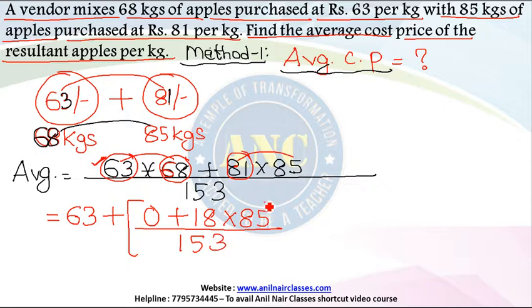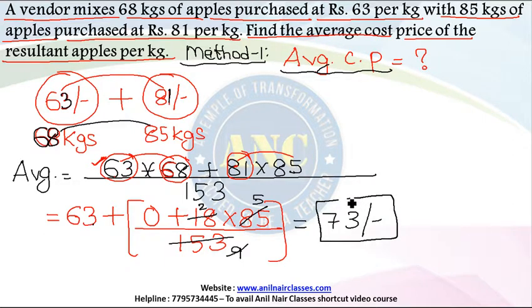If I simplify further, 17 into 5 is 85. 17 into 9 is 153. 9 into 1, 9 into 2. 2 into 5 is 10. What is 63 plus 10? 63 plus 10 is 73.